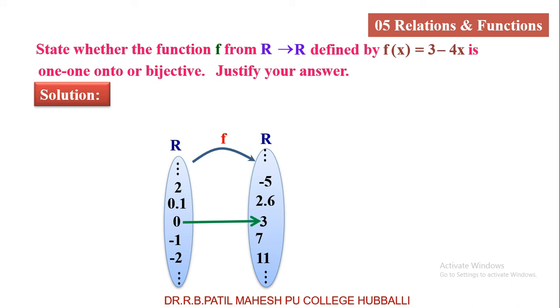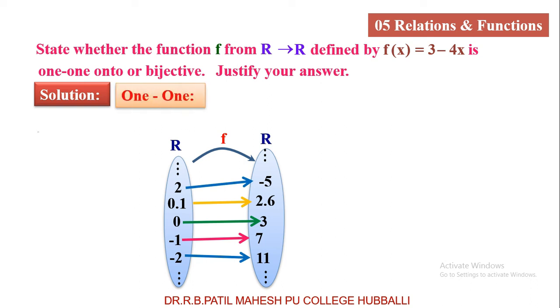0 is related to 3. I am just substituting 0 in f of x. Wherever x is there, write 0. You will get 3. Minus 1 will be related to 7. 2 will be related to minus 5. You can check like previous. Minus 2 will be related to 11. Just write x equal to minus 2 in the function, that is 3 minus 4x. 0.1 is related to 2.6, if you solve by substituting x value 0.1 in the given function f of x.